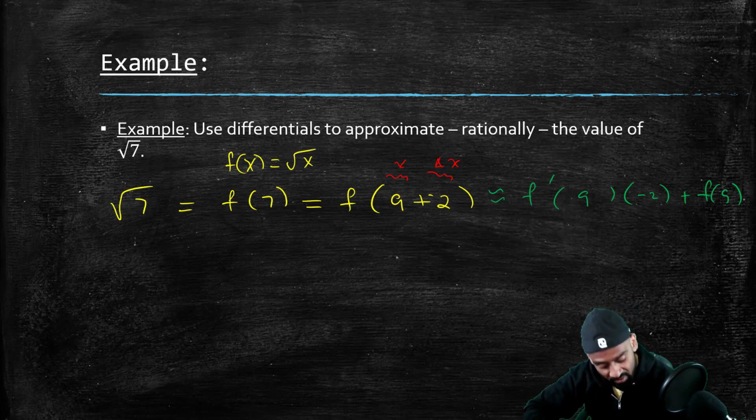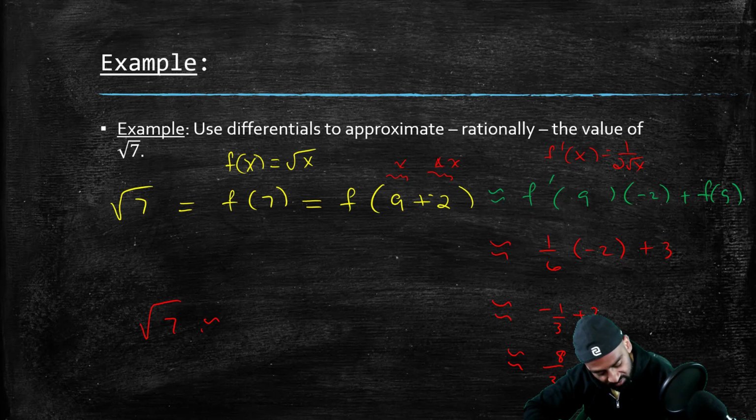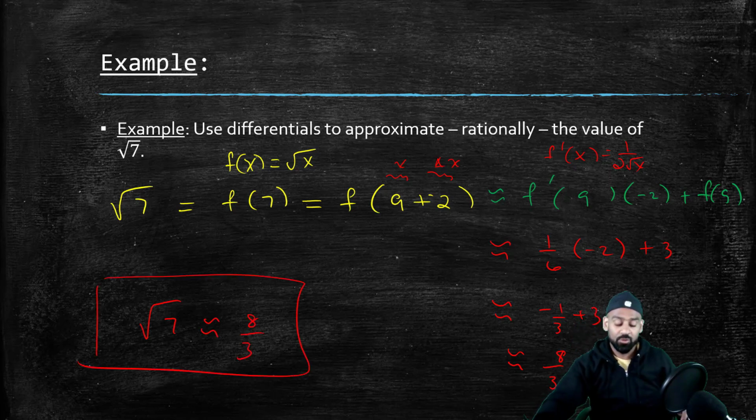That's the crazy part. We're going to need a derivative, so f prime of x is 1 over 2 square root of x. That ends up giving me 1/6 times negative 2 plus f of 9, which is 3. So that's negative 1/3 plus 3, which is approximately 8/3. So the square root of 7 is approximately 8 over 3. This is exactly how you guys would show your work. It's really, really that simple.